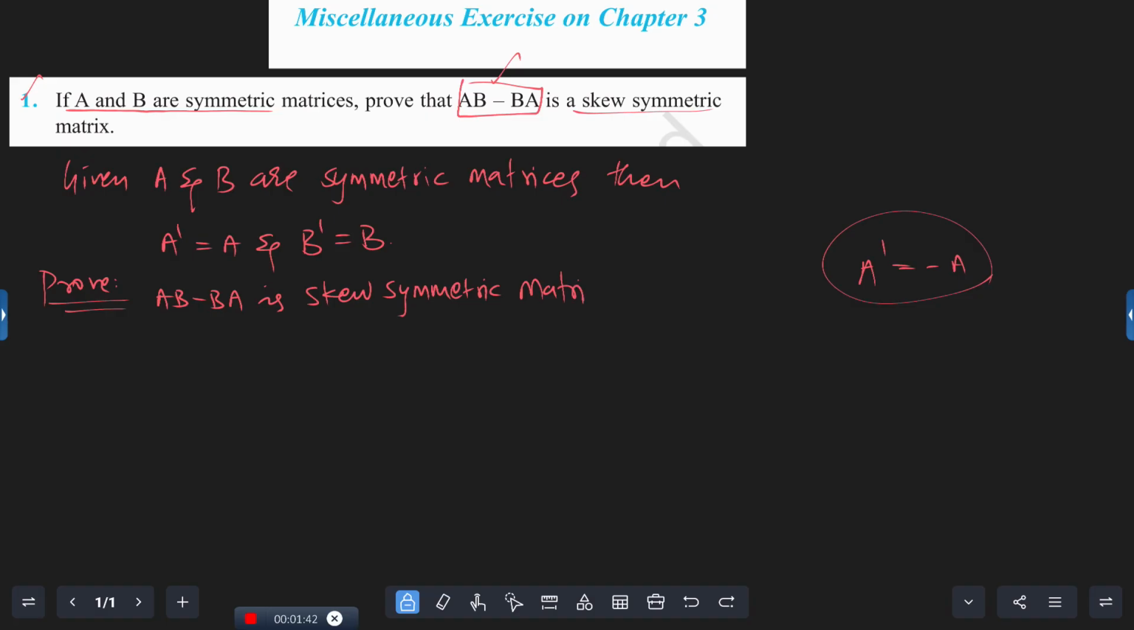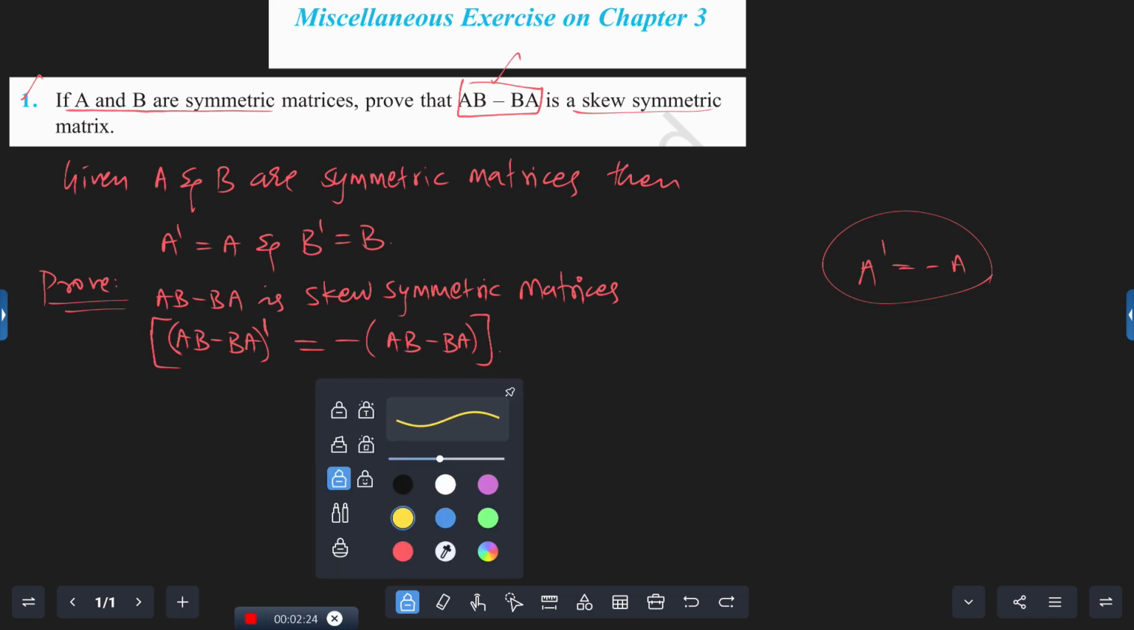So what is the meaning of this line? Listen, if I take the transpose of AB minus BA, my answer must be the negative of the same matrix. If I get that, what can I say? It is skew symmetric. If it is satisfied, that is, when you take the transpose it is equal to minus of the same matrix, we can say that it is skew symmetric. So you want to bring this result. Shall we try?